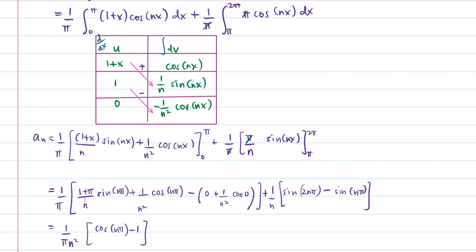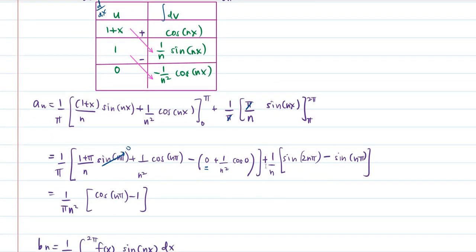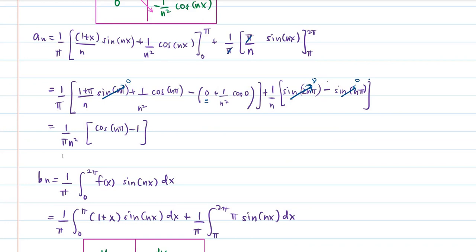Substitute pi and 0. Sin n pi is equal to 0, and sin 0 is equal to 0 here. That's why I did root 0. And here 1 over n squared cos n pi minus 1 over n squared. And this one will be plus 1 over n sin 2n pi minus n pi. Sin 2n pi is equal to 0, and this one also equal to 0. Therefore, we have A of n equal to 1 over pi n squared, cos n pi minus 1.